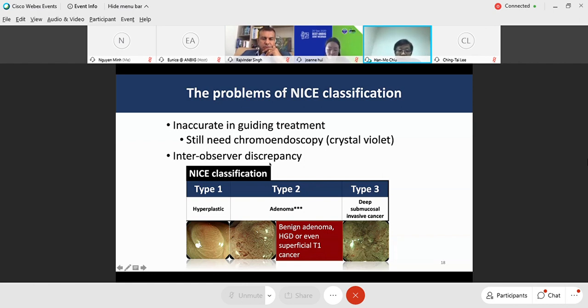And another issue is that its inter-observer agreement is not so high compared with crystal violet, especially for suspicious cancerous lesions. So crystal violet staining still remains the gold standard to decide whether a suspicious cancerous lesion should be treated endoscopically or by surgery.